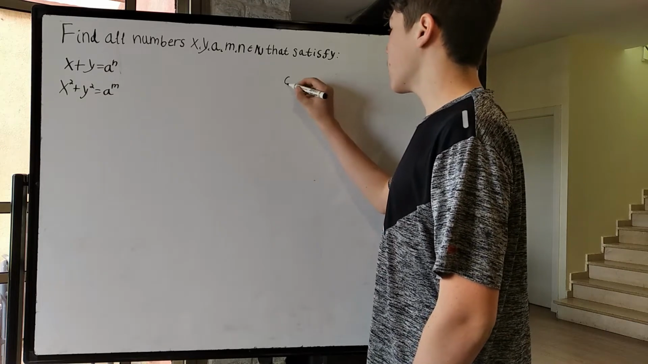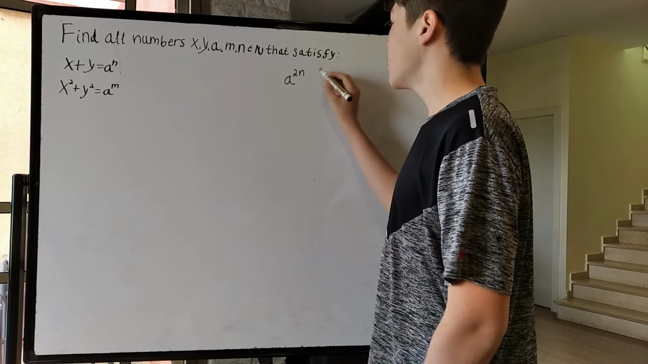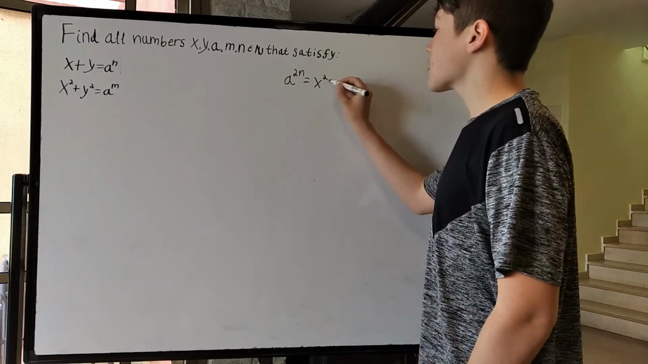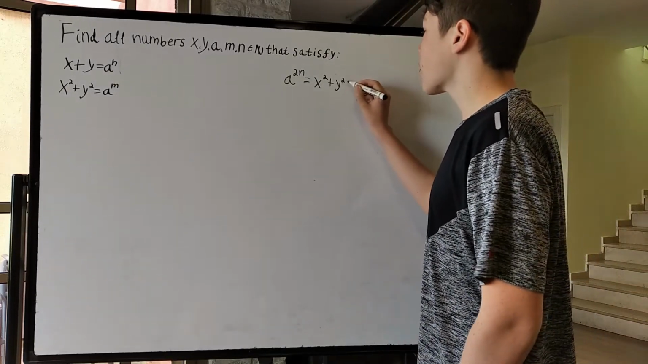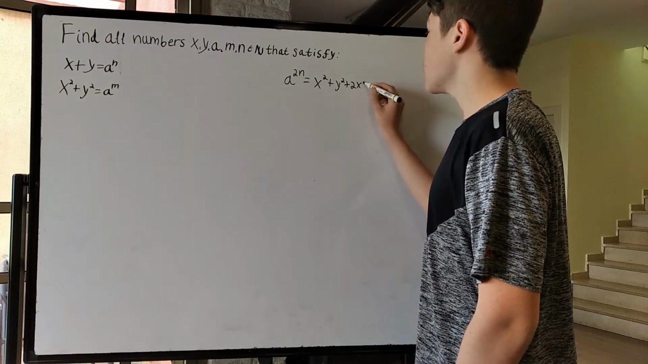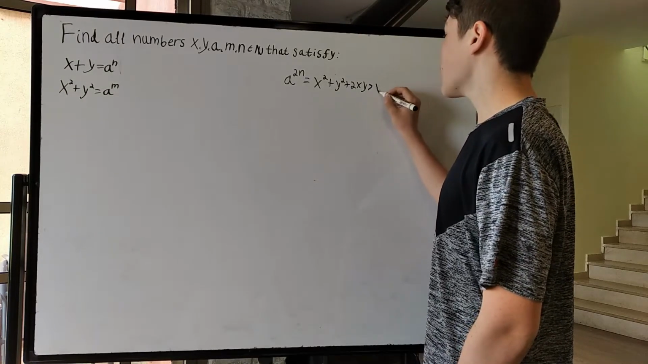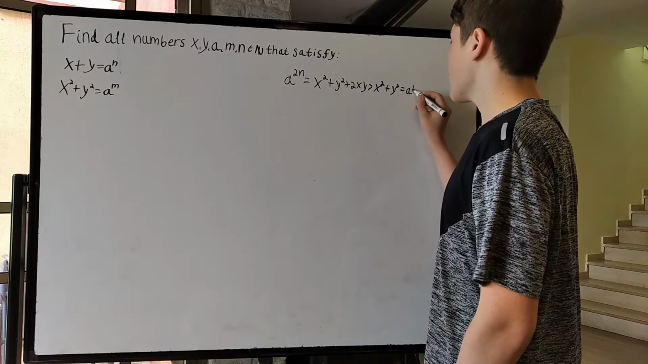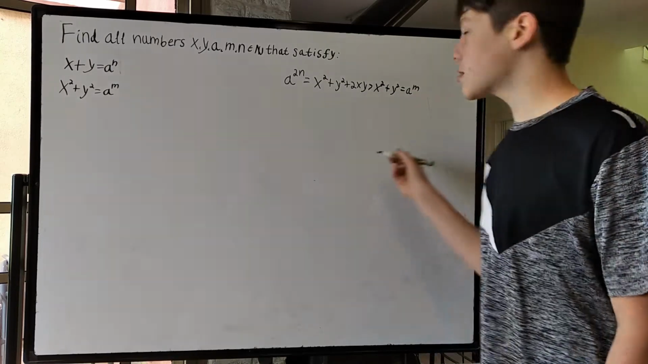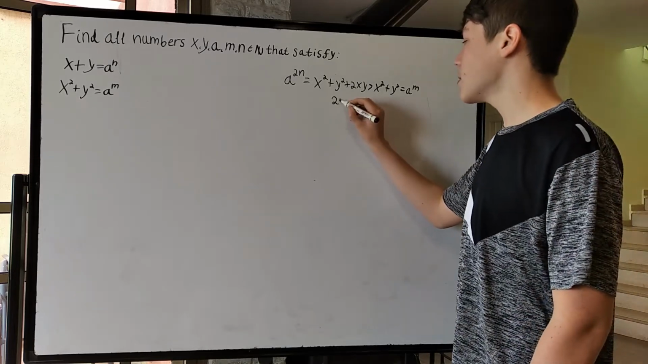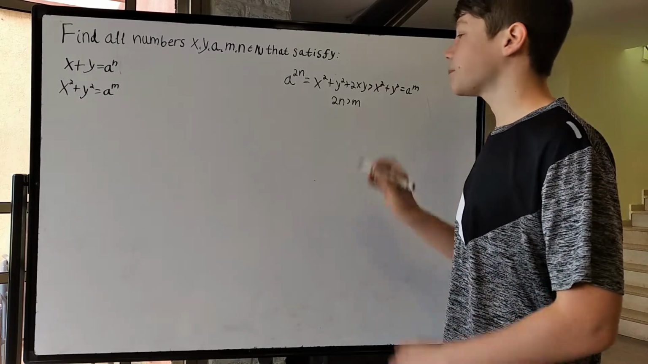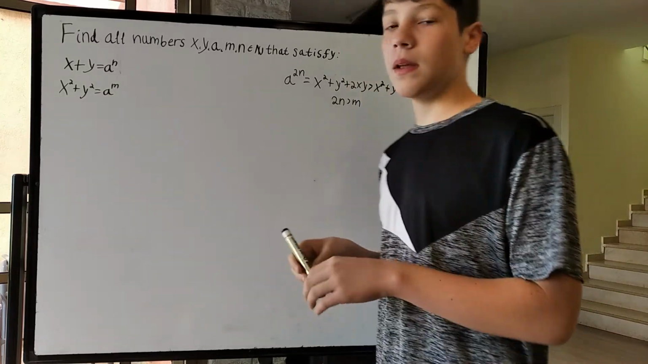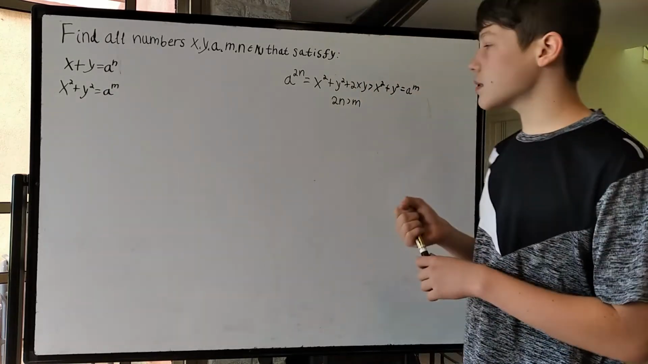So a to the 2n we know is equal to x plus y all squared. So it's x squared plus y squared plus 2xy. But we know that's bigger than just x squared plus y squared, and that's a to the n. So basically a to the 2n is bigger than a to the n. So 2n is bigger than n. Okay?